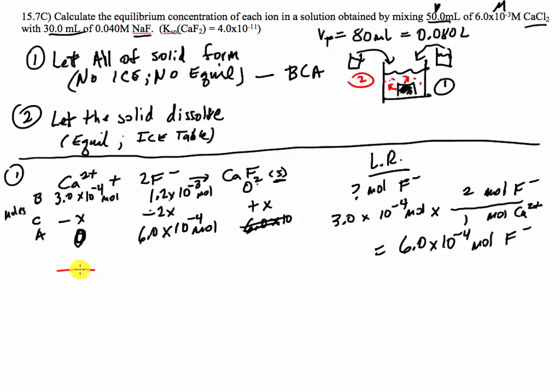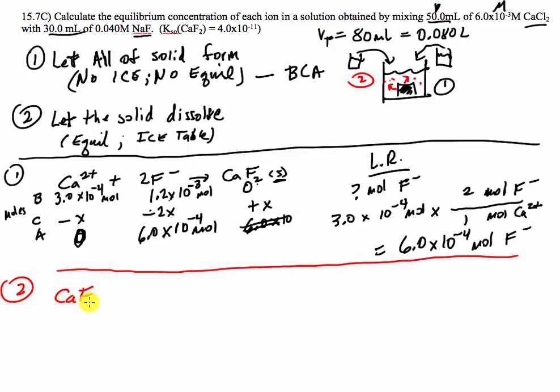Now let's go to step 2. Now that we've formed all that solid, we're now going to let that solid shift back a little bit and start to dissolve and break down into ions. And this is where the equilibrium comes in. So this is where we get into the ice table. So we're going to have 2 fluoride ions, and we're going to start with ICE. And again, the solid is irrelevant. We're concerned about this. Calcium is going to be 0 because it starts out as 0.